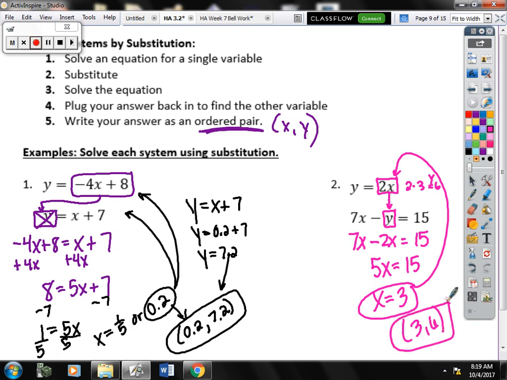6. Now again, if you want to check your answers at the very end, you can take 6 and plug it in for y, 3 and plug it in for x in both equations and test to make sure that it works, if you have time on a quiz or test.